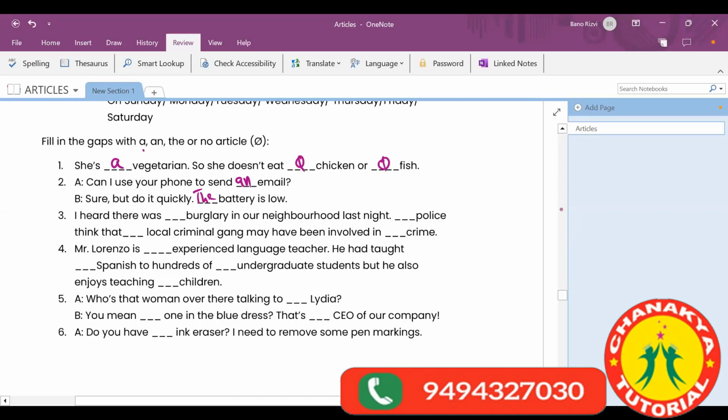I heard there was a burglary in our neighborhood last night. The police think that a local criminal gang may have been involved in the crime. Yes, a local criminal gang, and the crime.